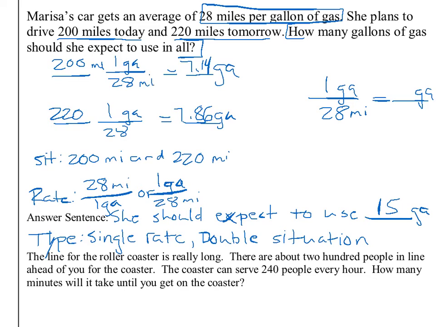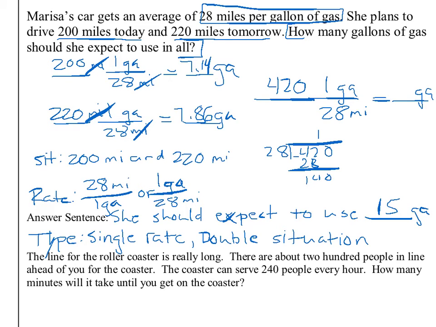How could you guys let me come over here and not show my units canceling out? It's so much of the work. All right. And so we would put that together in 420, and just doing the math here quickly, because I know this one's going to come out nice and even. 28 goes in 1 time. It's 28. 14 goes in exactly 5 times, 15 gallons.